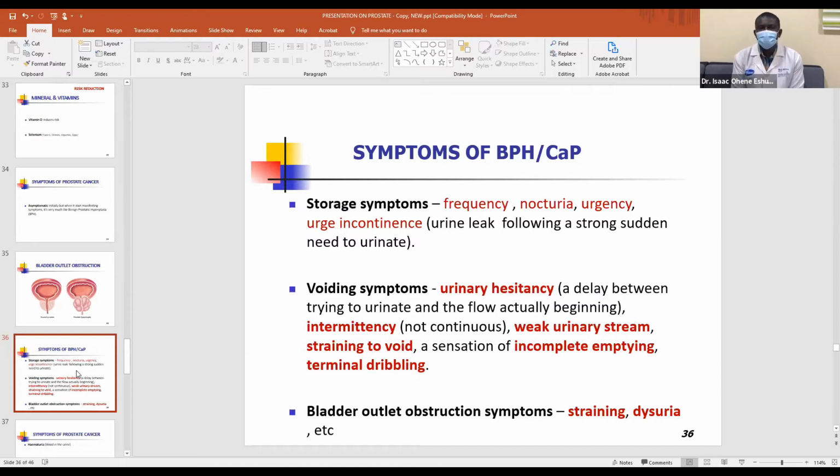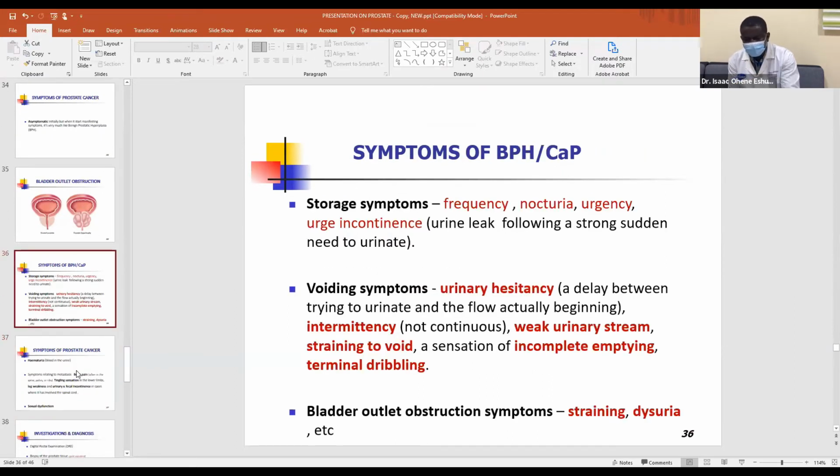Then we have terminal dribbling. Now, terminal dribbling: for males after urinating, we tend to shake the organ just to expel any residue. But for people with a prostate condition, even after that final exercise, you will still find some dribblings of urine. So often you take off the handkerchief and you realize it's been stained with urine. So that's voiding symptoms.